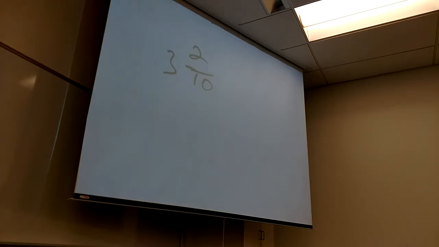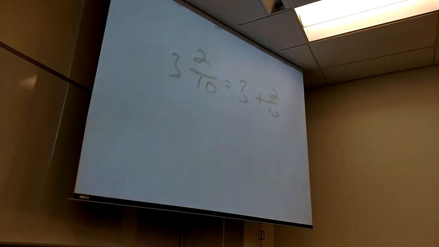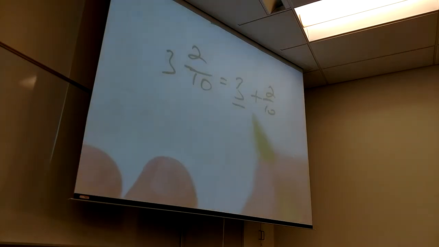I'm showing you why it works, the shortcut. Please do the shortcut, but you've got to see why it works. So this is really 3 plus 2 tenths. And of course I can't add them, because currently what's under the 3? A 1. In fact, what's always going to be under the whole number out front? It's a 1.